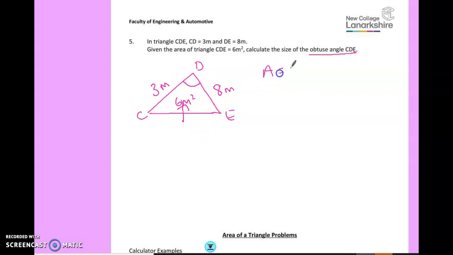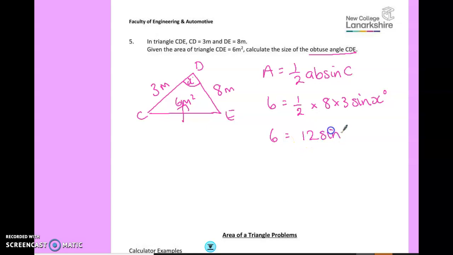Okay, so area of a triangle is a half AB sine C. Put in everything we know. This is the angle we're trying to find. I'm going to call it X again. We know the area is 6. 6 is a half times 8 times 3 sine X. Half times 8 times 3 is 12. Writing it round the other way, I get 12 sine X is 6. So sine X is 6 over 12, or a half if you prefer.